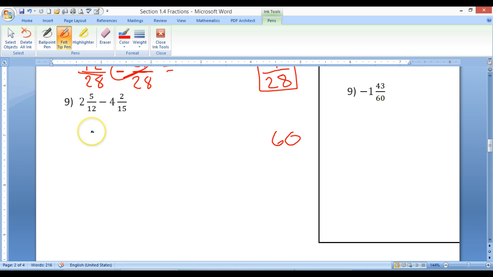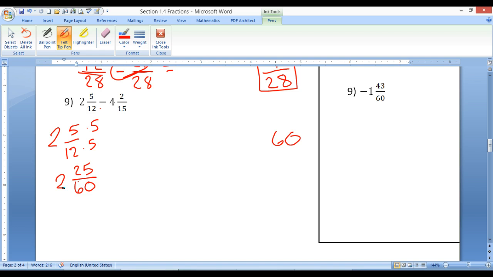Okay, so this one is 12. 12 times what will be 60? 12 times 5. So just for the sake of being able to write in there, I'm going to bring it down. And remember, whatever I do to the bottom, I also need to do to the top. So I'm going to multiply the bottom by 5 to make this 60, and the top by 5, which makes that 25. So I have 2 and 25/60ths.